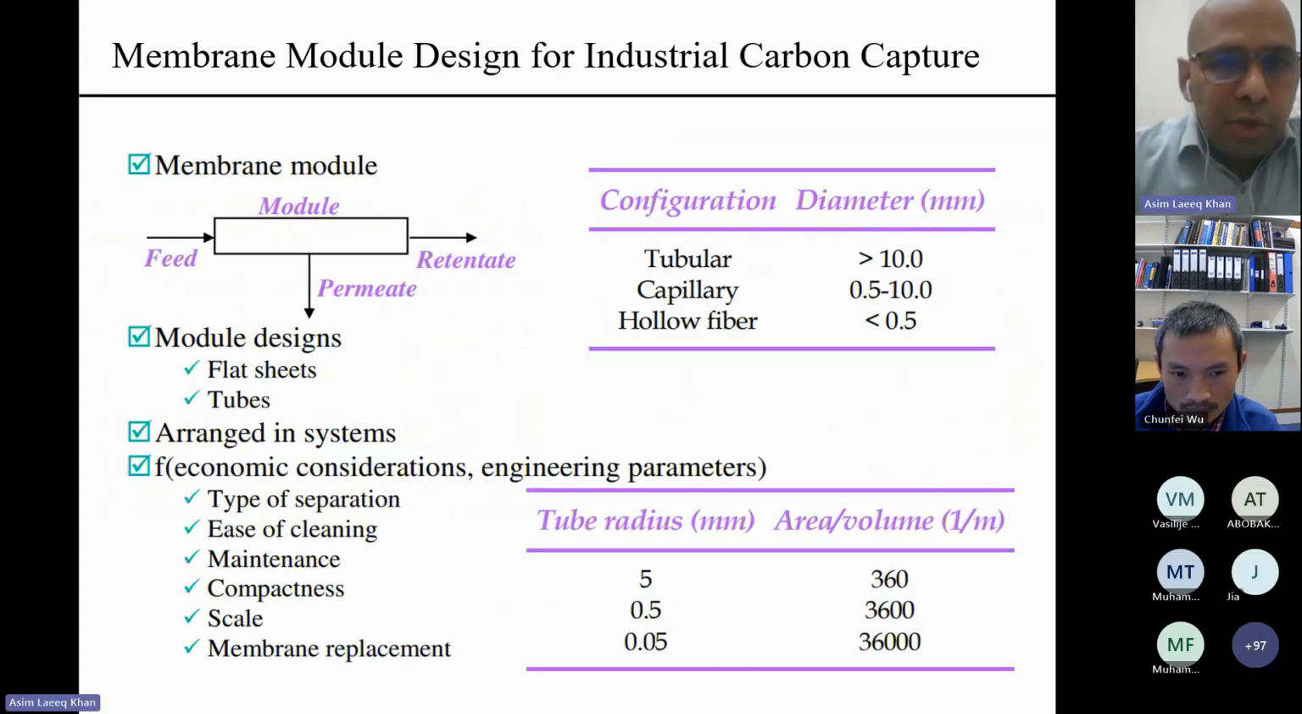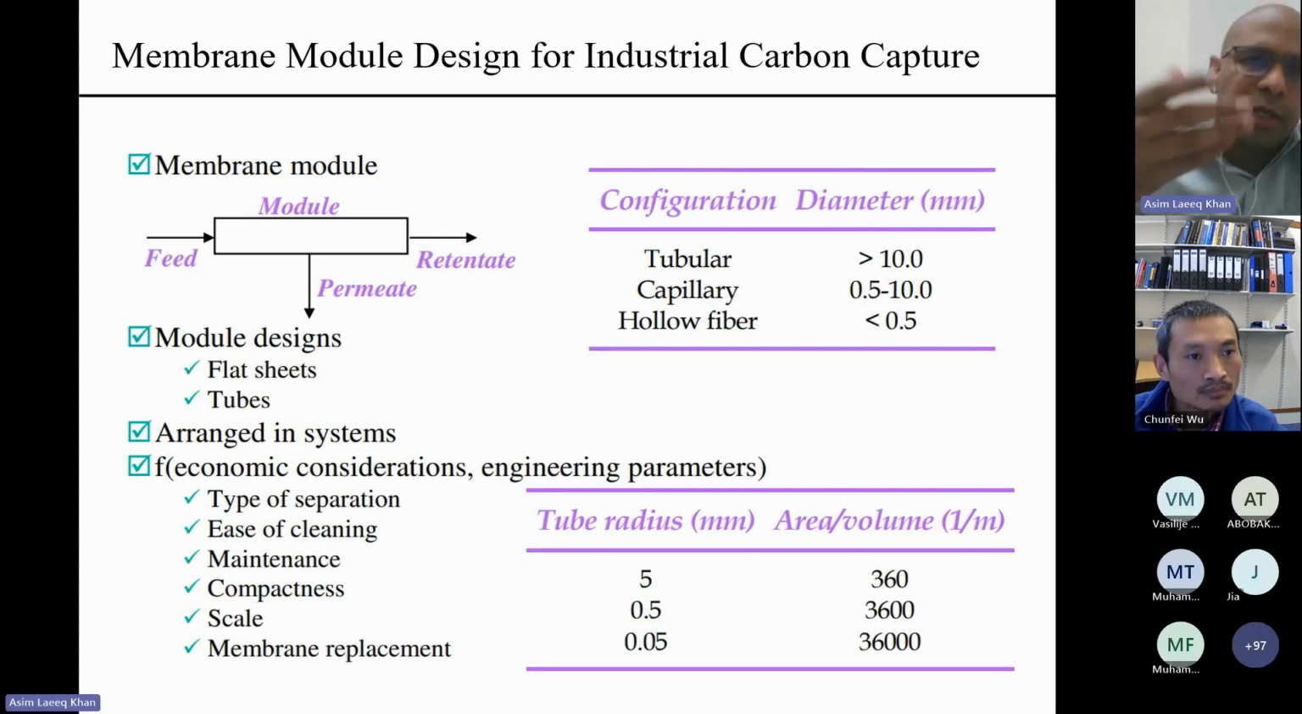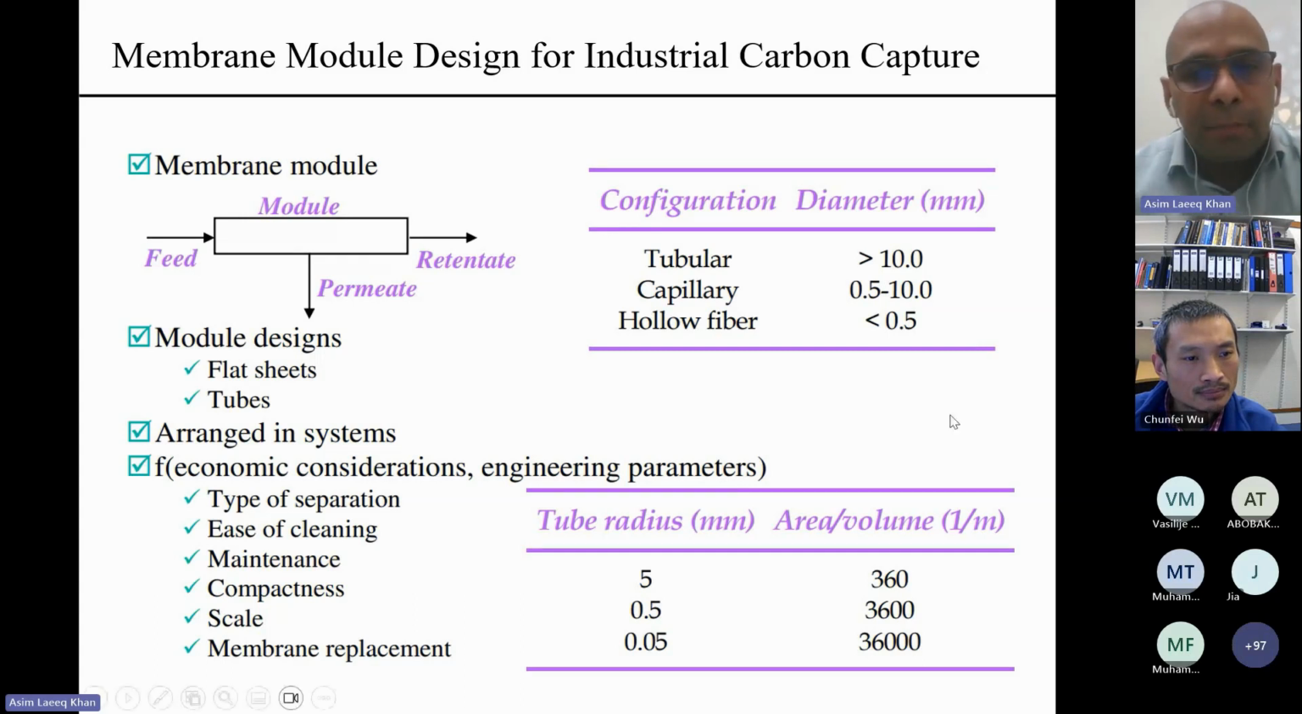If we talk about the design of membrane modules for industrial carbon capture, generally there are two types of modules that are used on industrial scale for CO2 capture. It is either flat sheet membranes, and I showed you one example in the video where a flat sheet membrane was being made, or it can be tubular membranes. Depending on the diameter, if they have a diameter of more than 10 millimeters, they are classified as tubular.